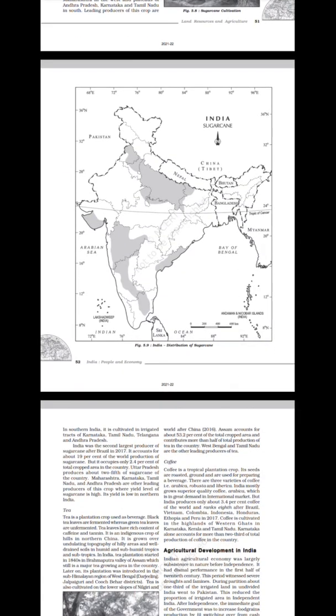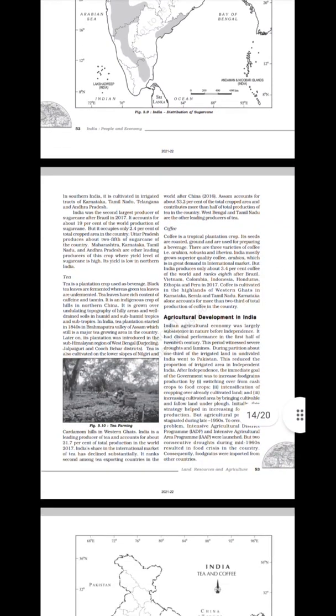Take a look at figure 5.9, India: distribution of sugarcane. In southern India, it is cultivated in irrigated tracts of Karnataka, Tamil Nadu, Telangana, and Andhra Pradesh. India was the second largest producer of sugarcane after Brazil in 2015. It accounts for about 19% of the world production of sugarcane, but it occupies only 2.4% of total cropped area in the country.